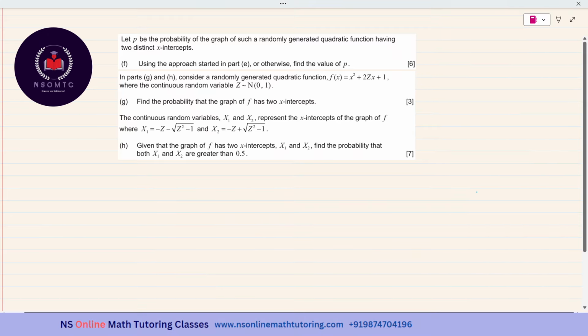Let P be the probability of the graph of such a randomly generated quadratic function having two distinct x-intercepts. So part F is saying, using the approach stated in part E, or otherwise, find the value of P. Okay, so the denominator has to be 216 because the total number of outcomes we had seen to be 216 in part A. This is also worth 6 marks.